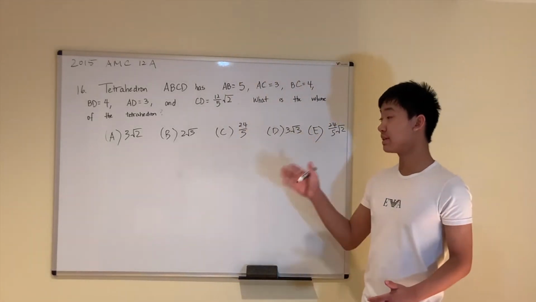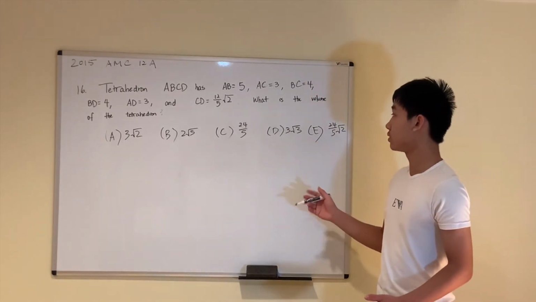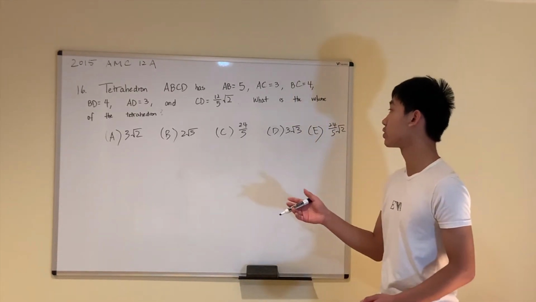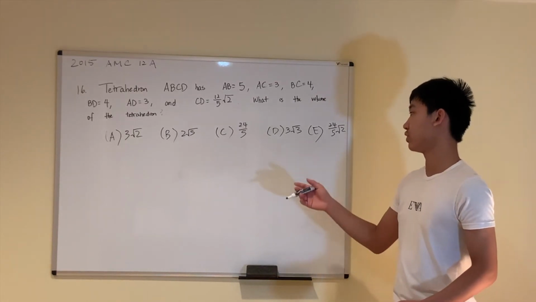So this is question number 16. It reads, tetrahedron ABCD has AB equals 5, AC equals 3, BC equals 4, BD equals 4, AD equals 3, and CD equals 12 over 5 root 2. What is the volume of the tetrahedron?